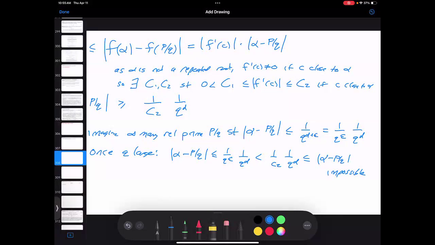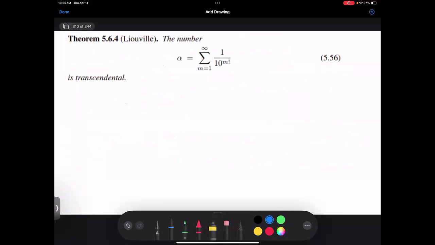Okay, why do we care about this? This now allows us to prove a certain number is transcendental. What we will do is show that this number can be approximated by rationals too well.